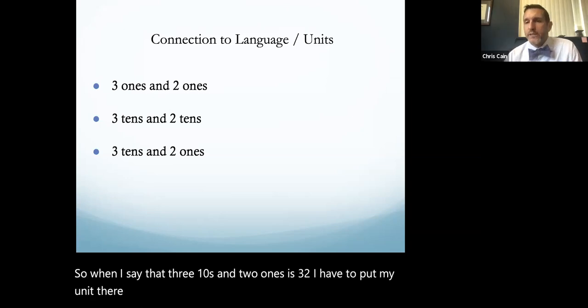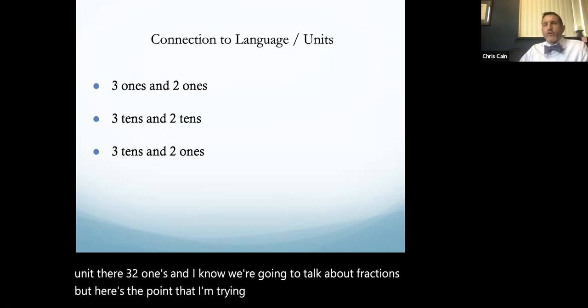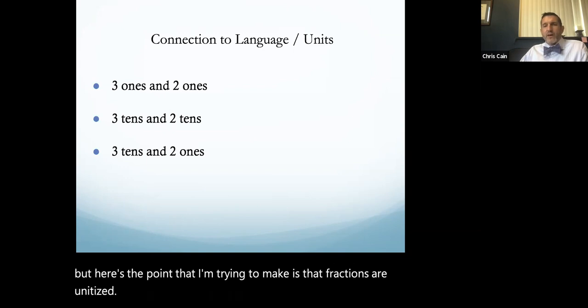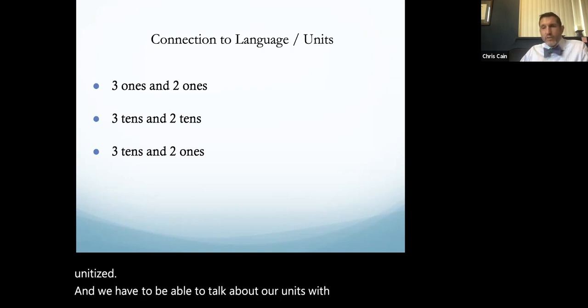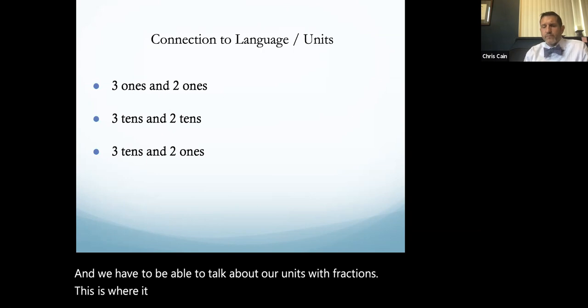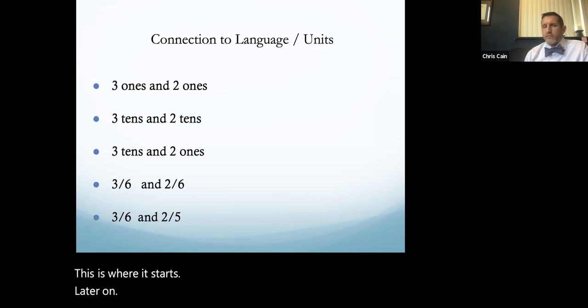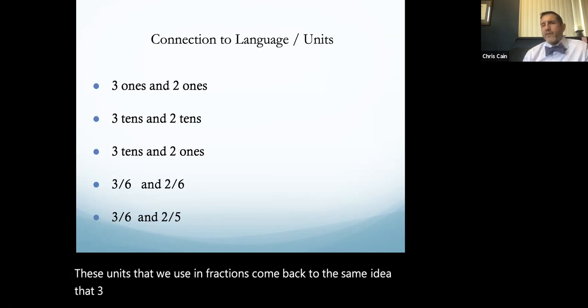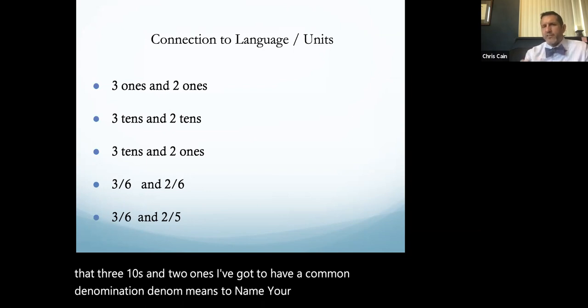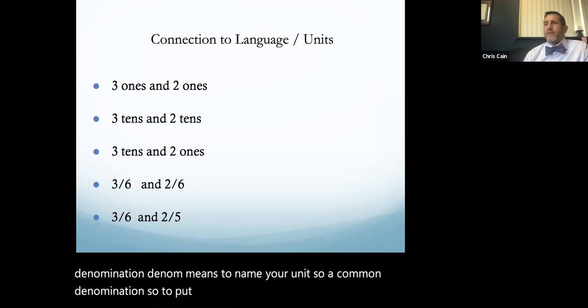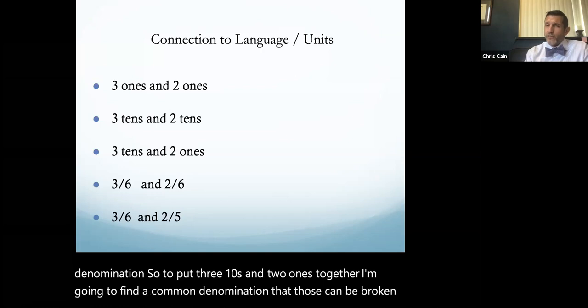32 ones. And I know we're going to talk about fractions, but here's the point that I'm trying to make is that fractions are unitized. And we have to be able to talk about our units with fractions. This is where it starts. Later on, these units that we use in fractions come back to the same idea that 3 10s and 2 1s, I've got to have a common denomination. Denom means to name your unit. So to put 3 10s and 2 1s together, I'm going to find a common denomination that those can be broken into, which in this case would be ones for 32 ones.